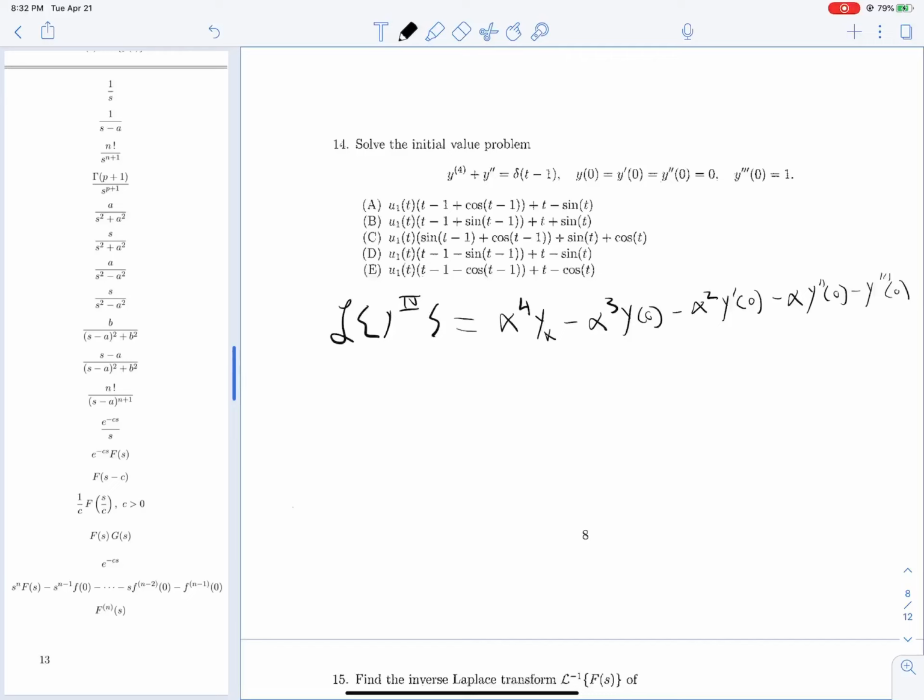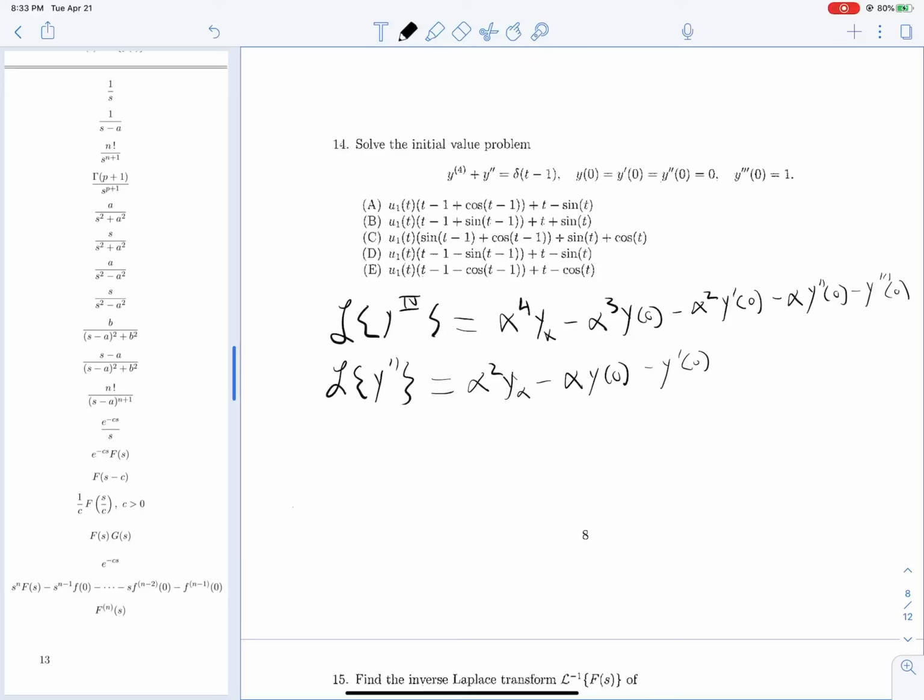So you can kind of see how the power on alpha goes all the way down to 0, and the initial condition terms go all the way up to the n minus 1th derivative. So we're taking the fourth derivative here, we end up with the third derivative's initial condition as our last term. Then, easy by comparison, y double prime is alpha squared y alpha minus alpha y at 0 minus y prime at 0.